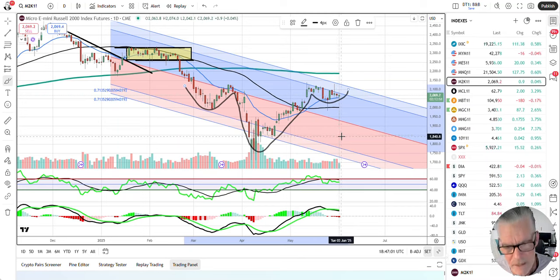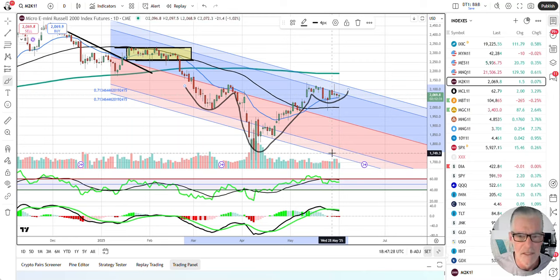I'm not saying that the Russell is a buy today. It may be another week or so before it is a real good buy. But I got my eye on getting us back into a swing trade in TNA and or the micro E-minis. And I like what I'm seeing here. It's just that I think that small caps have some headwinds, right? Tariffs are a problem. High interest rates, high lending rates are a problem.